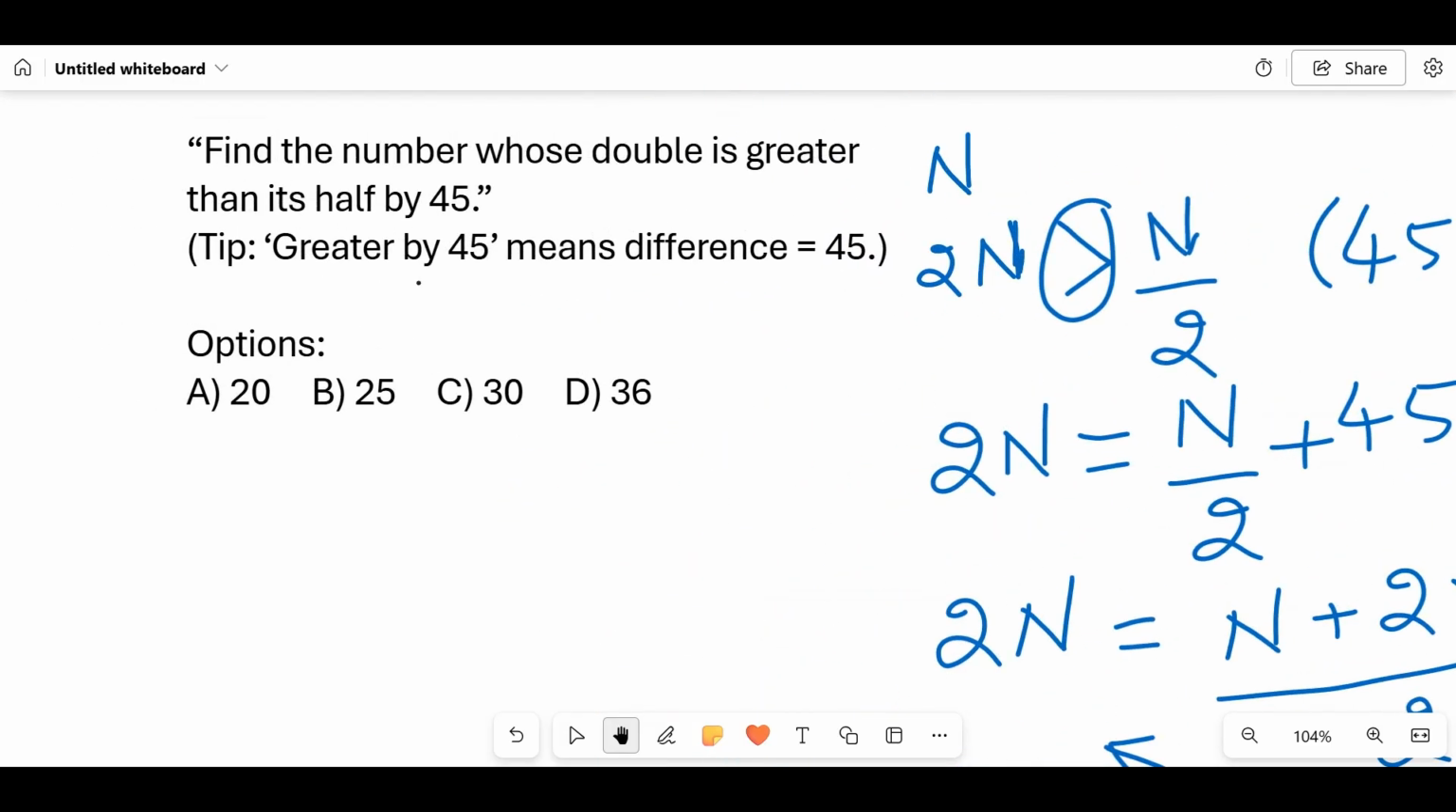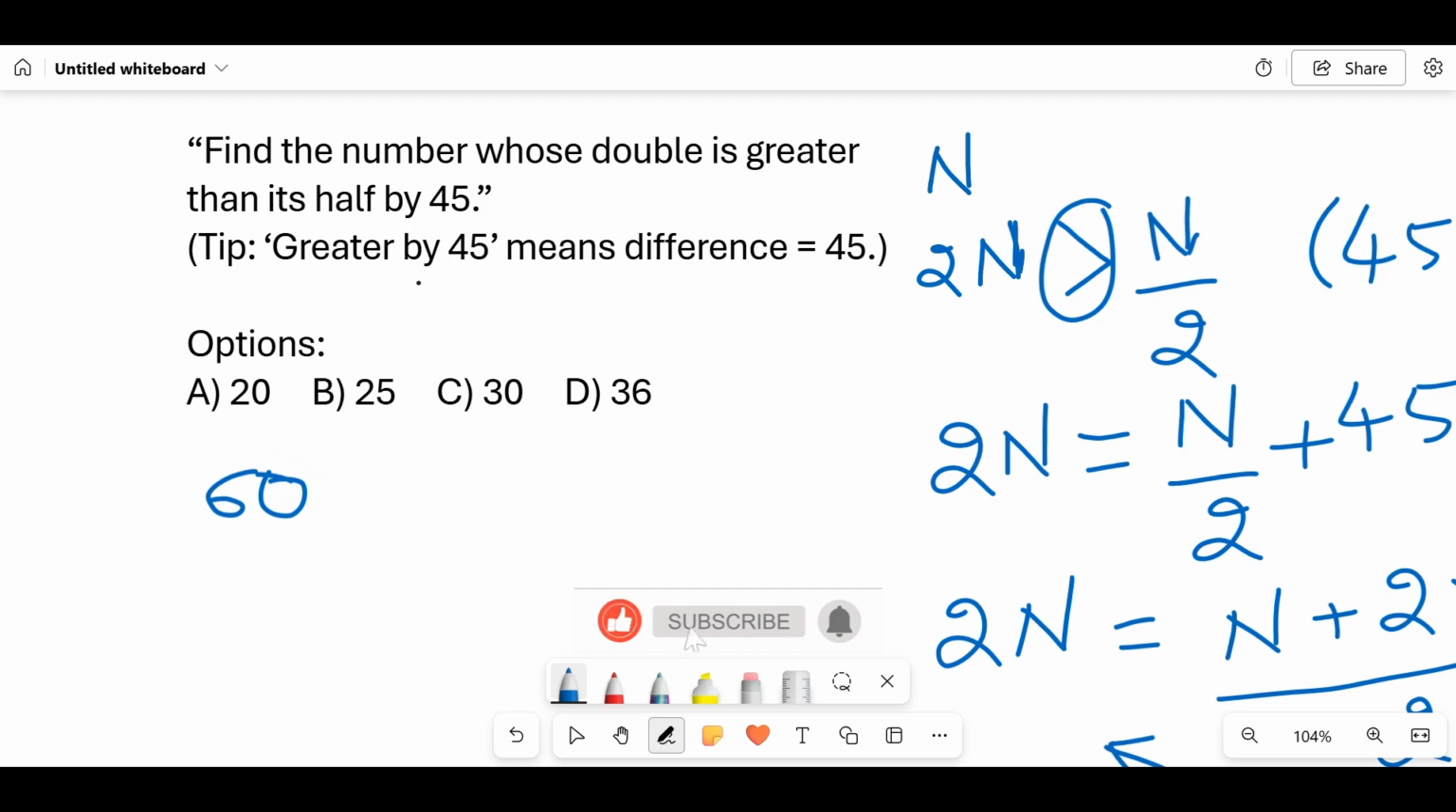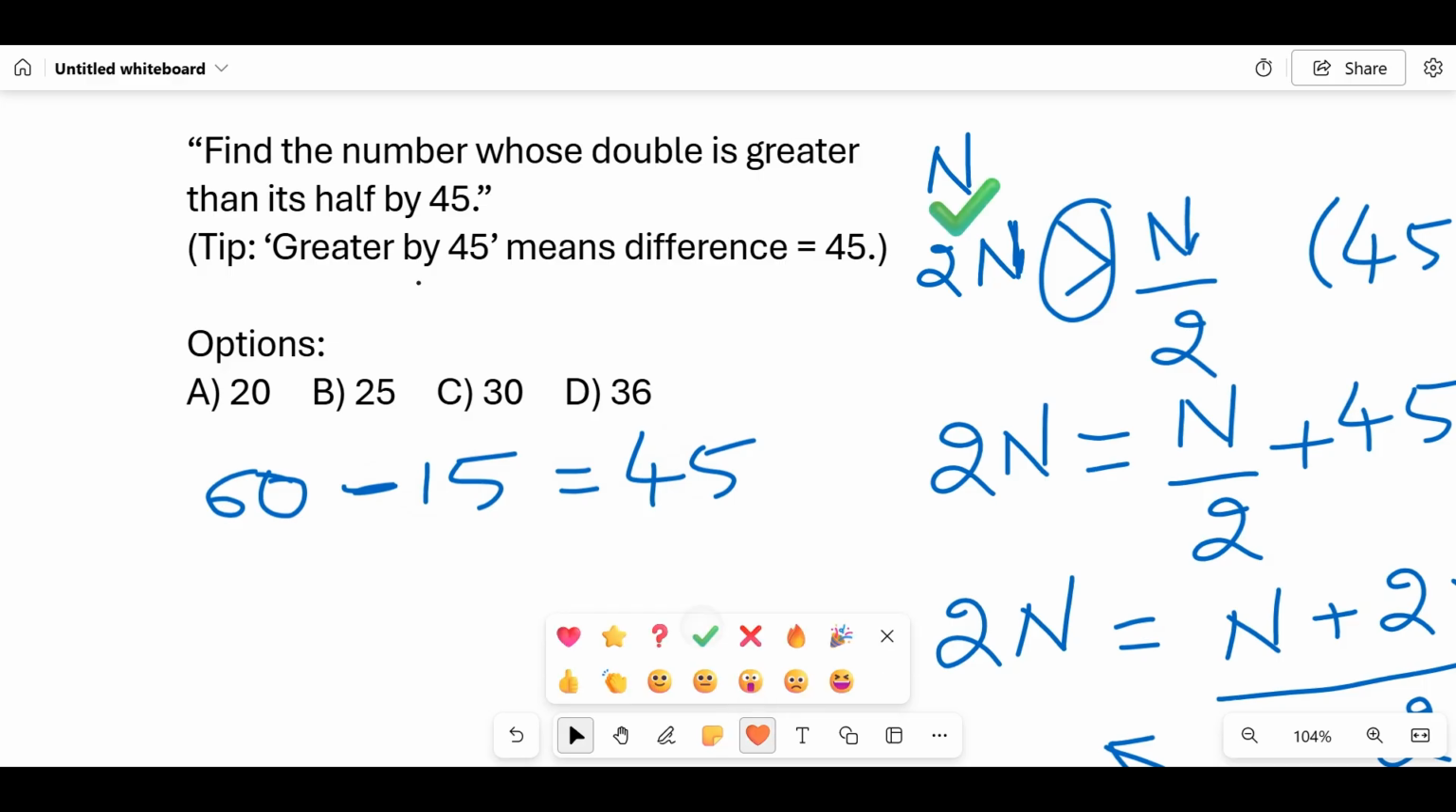Let us cross verify whether that difference is coming 45 or not. The number whose double is greater than its half by 45: double of n, which is 30, is 60, and its half is 15. If I take the difference, 60 minus 15 is equal to 45. Therefore the correct answer is option C, which is 30.